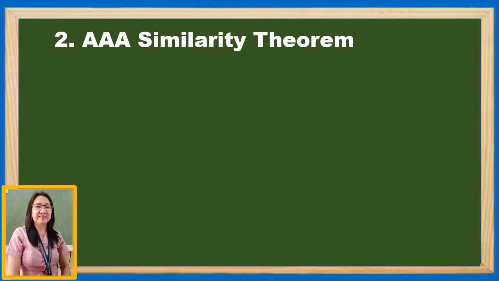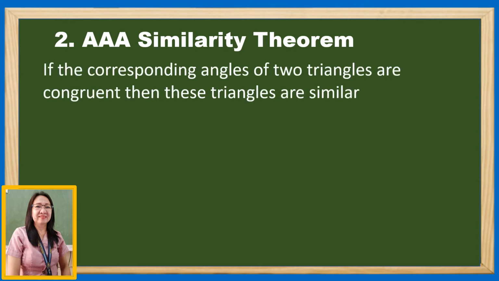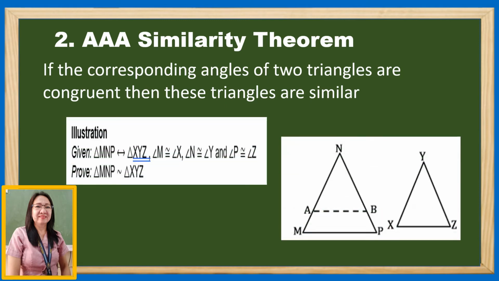Now let us proceed to the second one, which is the AAA Similarity Theorem, which states that if the corresponding angles of two triangles are congruent, then these triangles are similar. So in the figure, we have triangle MNP that corresponds to triangle XYZ. Given that angle M is congruent to angle X, angle N is congruent to angle Y, and angle P is congruent to angle Z.